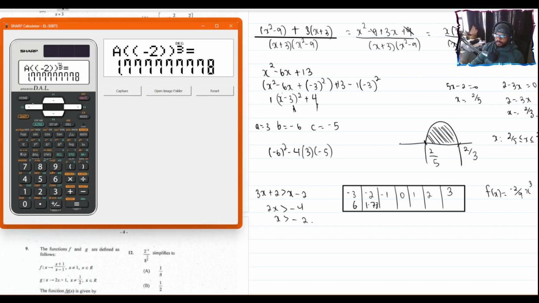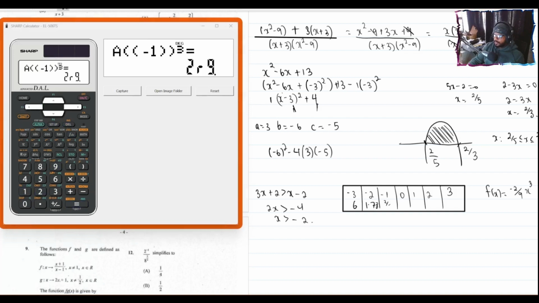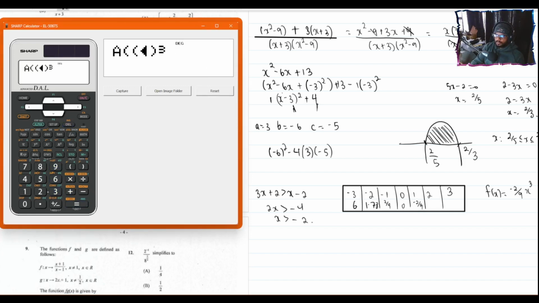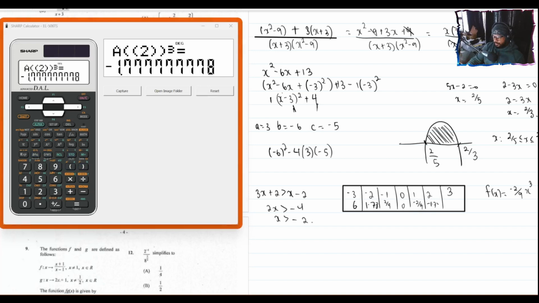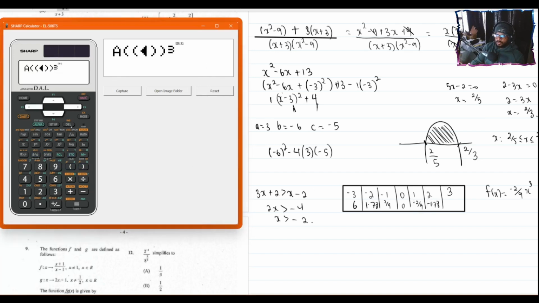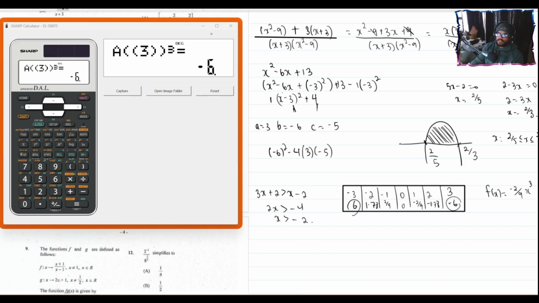1.78. Then we're going into -1. I get 2 9s. I go into 0, I get 0. When I go into 1, I get A, which is -2 9s, -1.78. When I go into 2, I get A multiplied by 2 cubed, I get -1.78. And 3, I get -6. So the biggest value here is 6, and the smallest value here is -6.